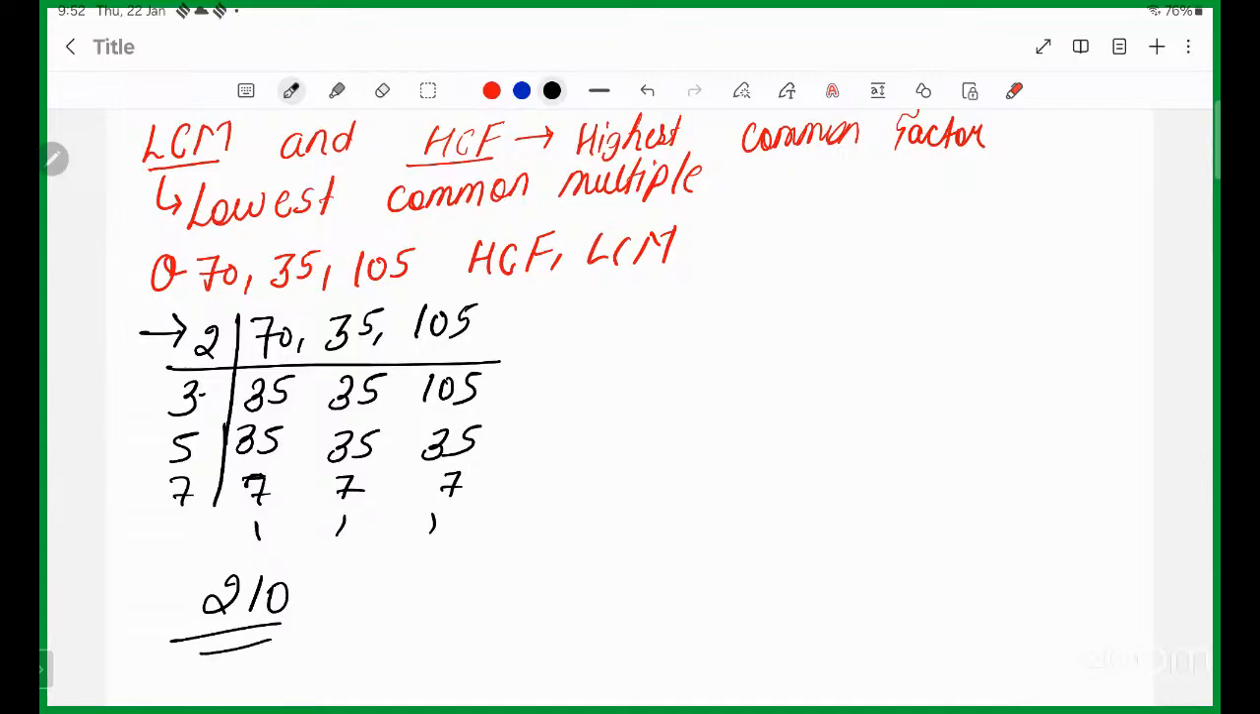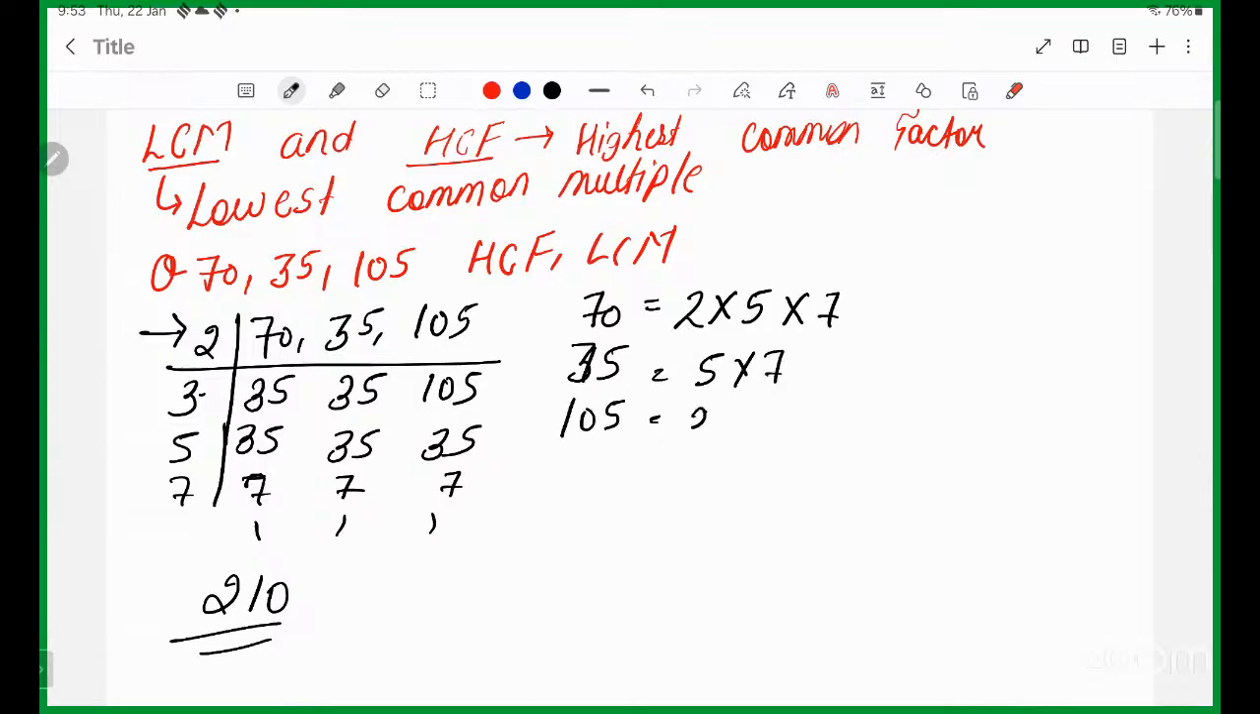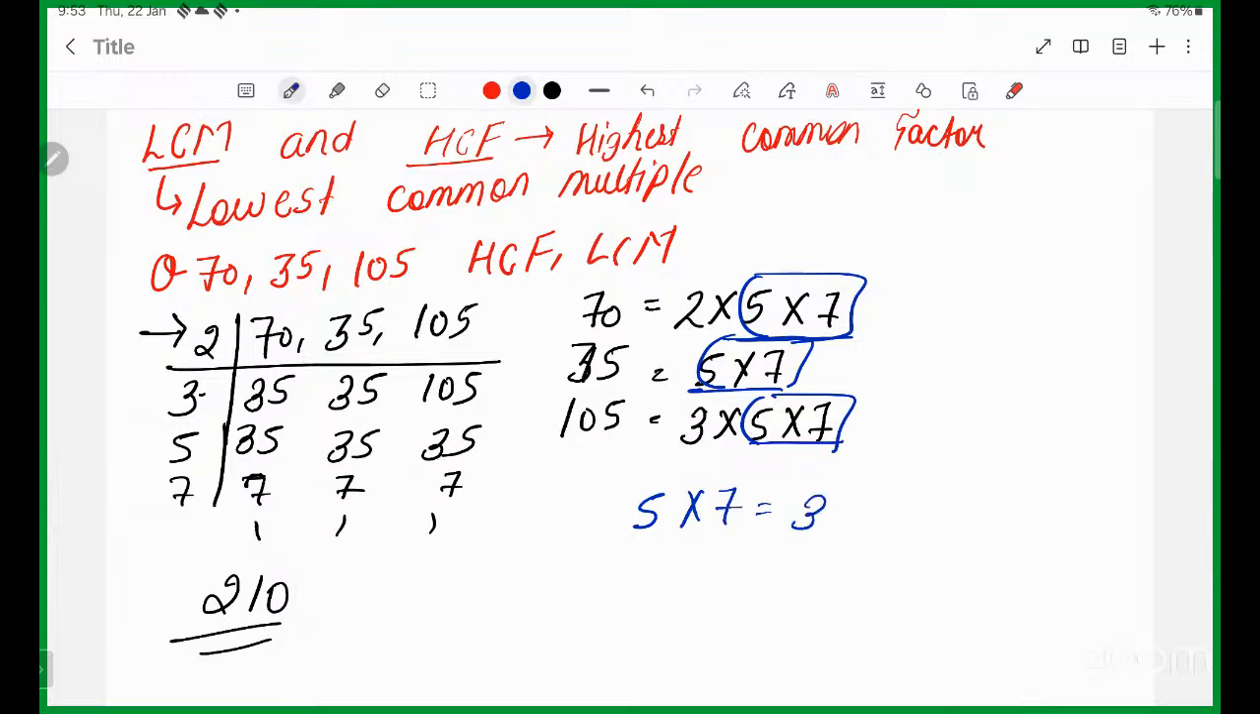What will be the HCF? The highest number which is common in all will be the HCF. First we will write the factors of all. So I can see that 5 and 7 are common in all the three numbers. So 5 and 7 will be the HCF. 5 into 7 will be 35.